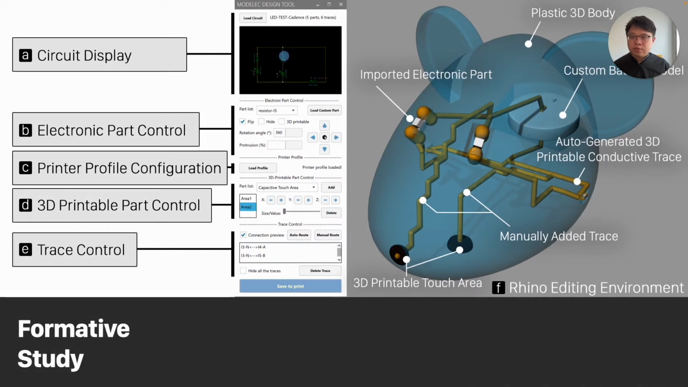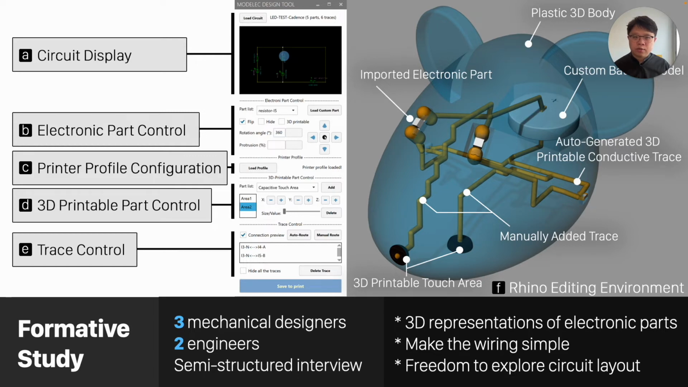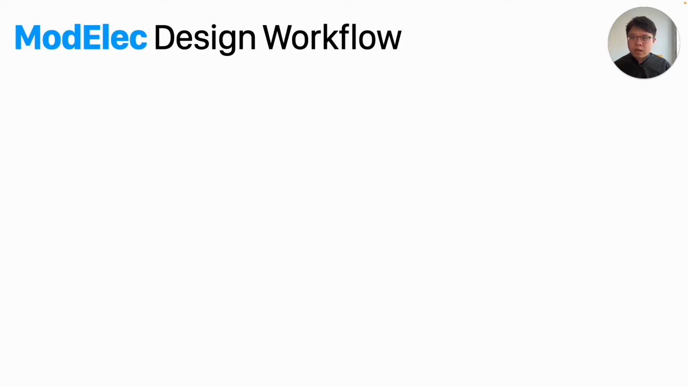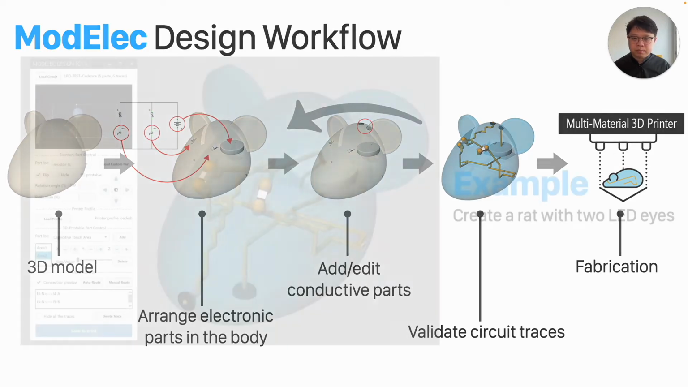To inform the user interface, we ran semi-structured interviews with several participants. The key takeaway is they need 3D representations of electronic parts with precise dimensions, an easy way to wire parts, and the freedom to explore different circuits. To accomplish all the needs, we proposed a new design workflow with ModElec. All the electronic integration, circuit generation, revisions on 3D models, and also circuit layouts are done during the design phase, and the model can be printed on a conductive 3D printer.